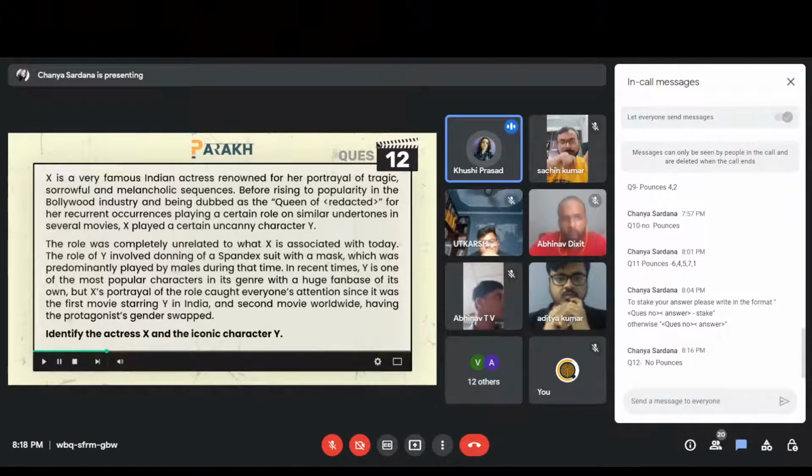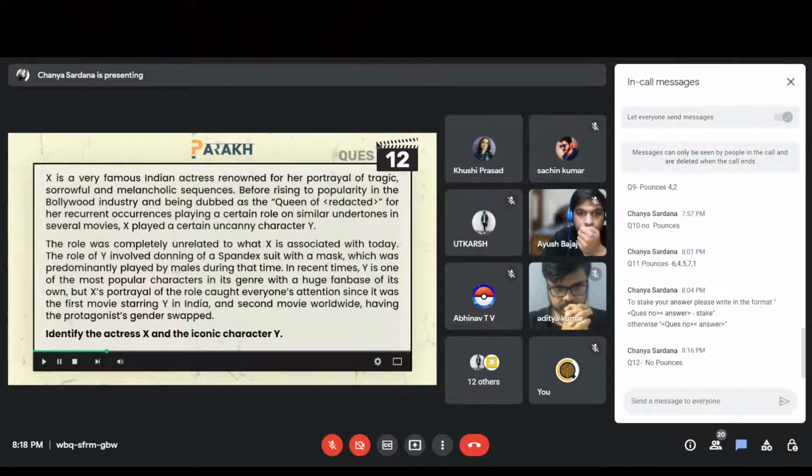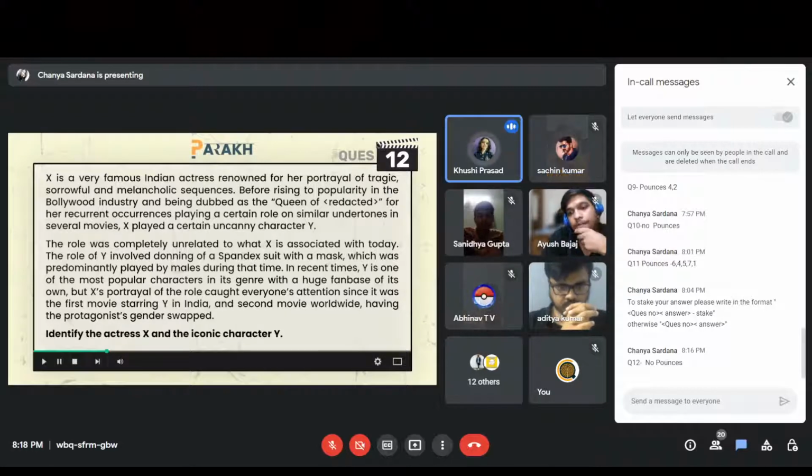Alright, so X is correct. Now for Y, the question will be bounced to team 5. We shall pass. Team 4? Y is Superman and X is Nirupa Roy. Yes, right. So team 4 gets Superman correct, so they'll be given 5 points. And team 6 gets Nirupa Roy correct, so they'll be given 10 points.